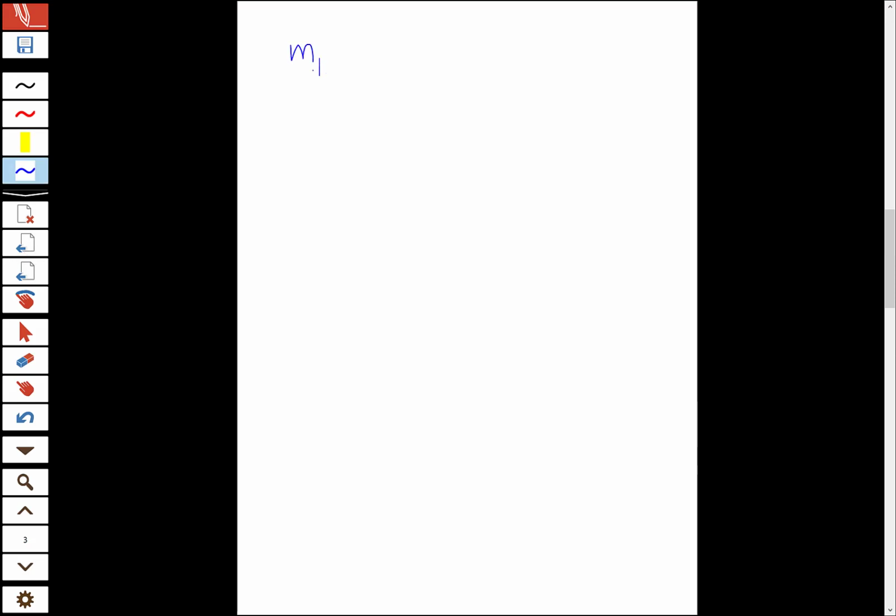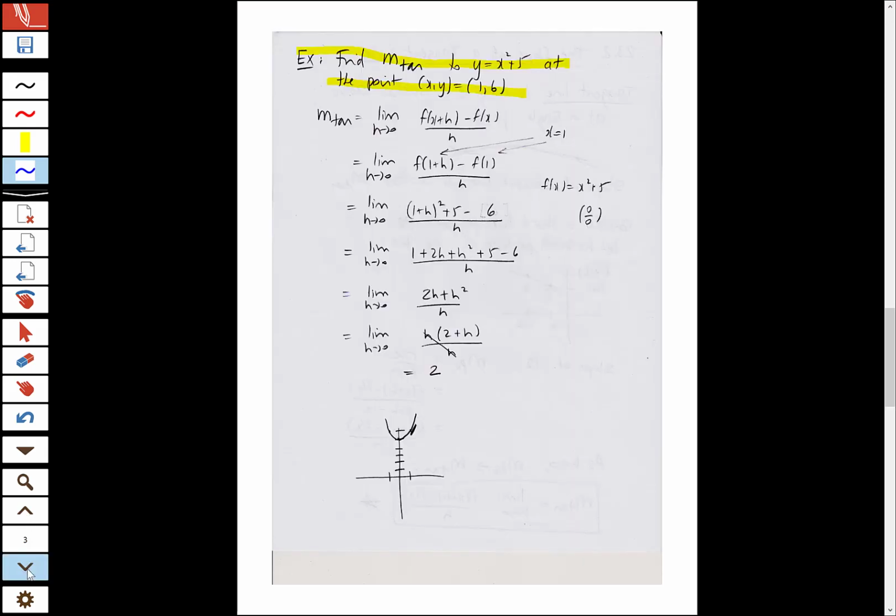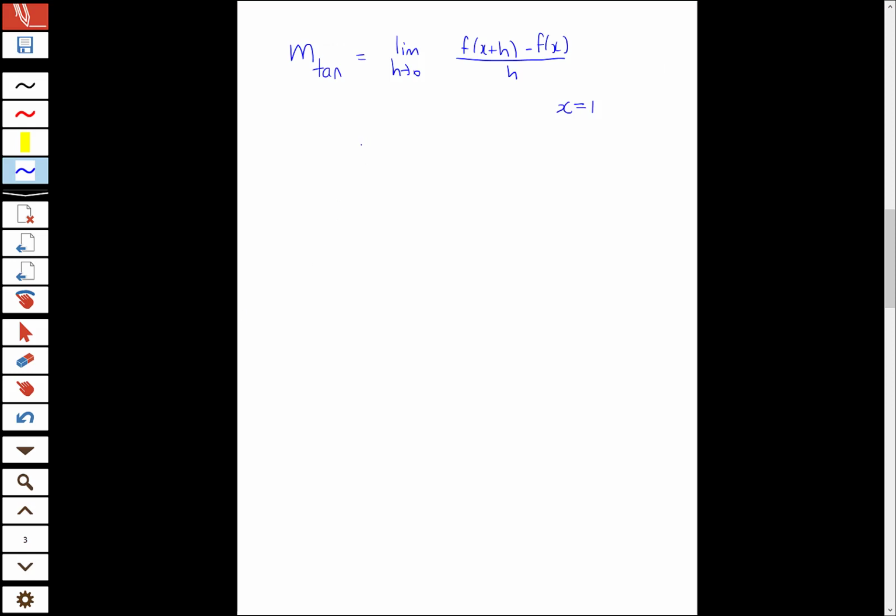So anytime we want to calculate the slope of the tangent line, we would start with the formula: limit as h goes to 0 of f of x plus h minus f of x all over h. And if you've got a specific x value that you're working with in the problem, then you could sub that in at this point. So in our problem, x was equal to 1. Let's look back and just confirm that. Yep, we're talking about the point (x, y) equal to (1, 6). So x is equal to 1 for the purpose of this calculation. That means we can just sub that in.